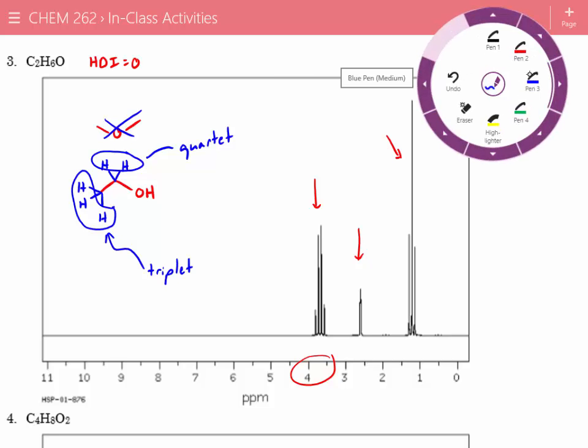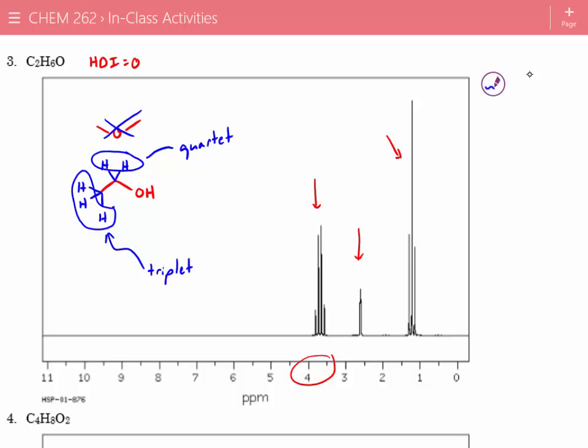So what I'll do is I'll go through and I'll label these HA, and then I'll label these HB. Then I'll label this last one HC. So if we go back to our chart, we can see that we've got a quartet that corresponds to HB. It's next to an electron withdrawing oxygen, so it's a little bit more downfield. If we look at the singlet, that falls in the range for alcohols.